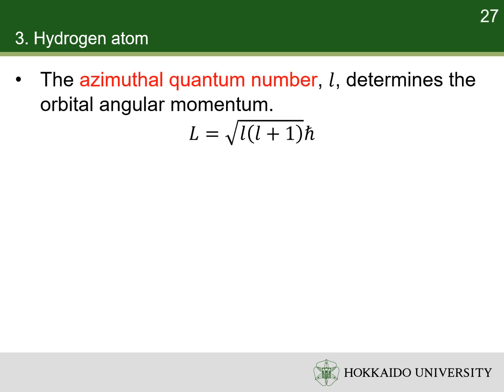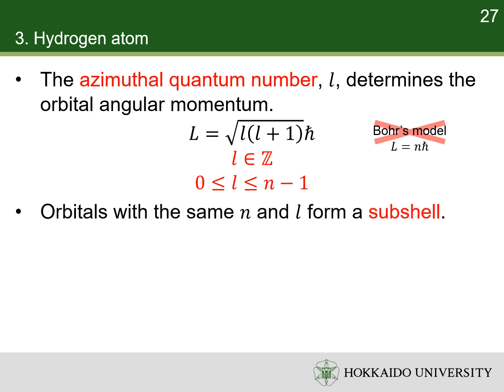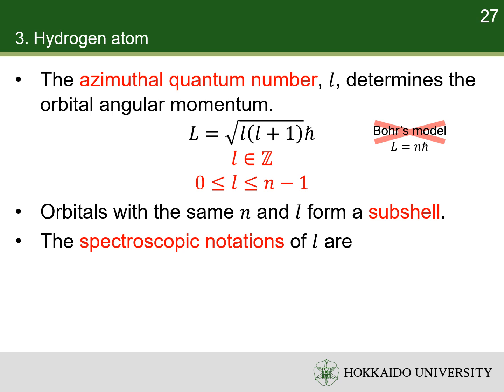The azimuthal quantum number, L, is a quantum number for an orbital that determines its orbital angular momentum, L. Pay attention to the fact that this relation is different from Bohr's model. For a given value of the principal quantum number, n, the azimuthal quantum number is always an integer from 0 to n-1. The sets of orbitals with the same principal quantum number value and azimuthal quantum number value are referred to as a subshell.